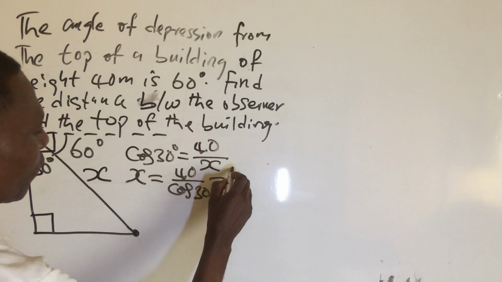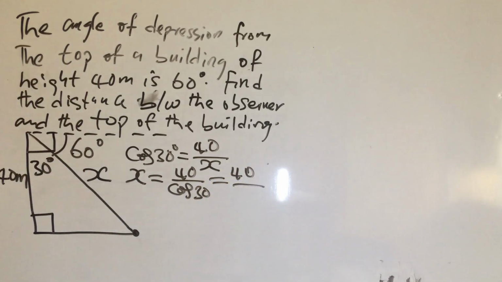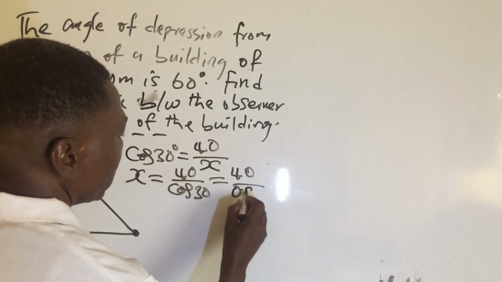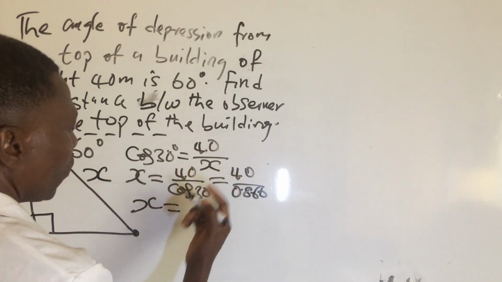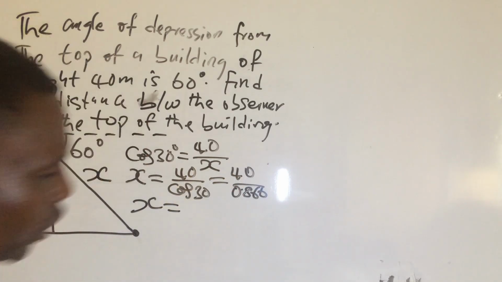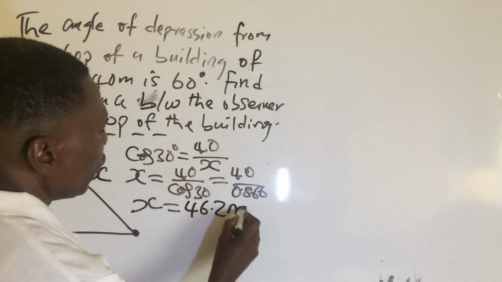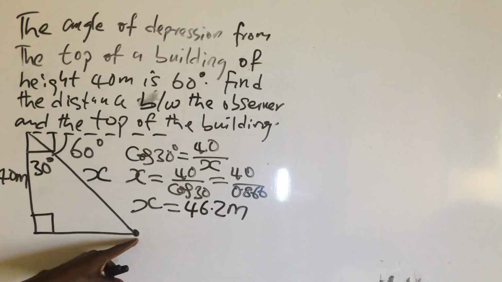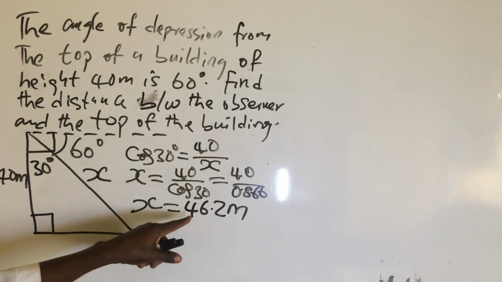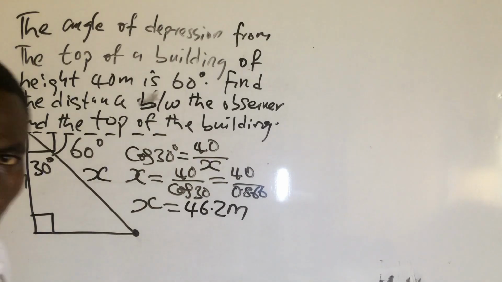Now, 40 over cos 30 is what? Use your calculator. Cos 30 is 0.866. Now, x is equal to, when we use our calculator to divide, it will give us 46.2 meter. So the distance from the top of the building to the observer is 46.2 meter.